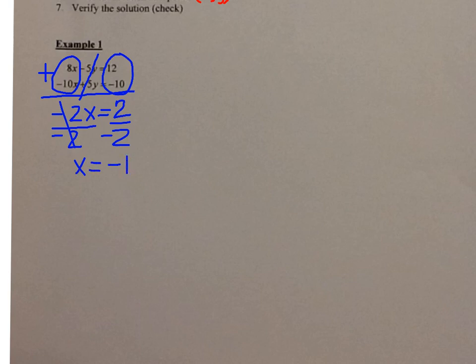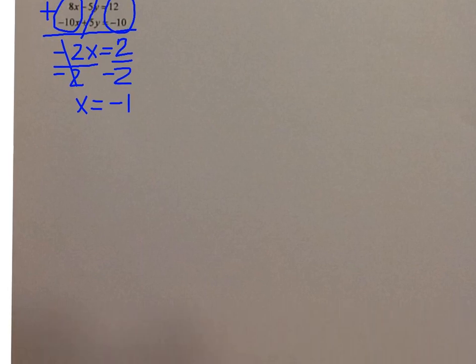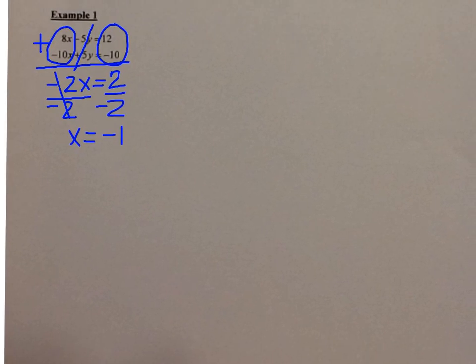All right, now that I have x, I have to find the y value. So I'm going to put down here, find y. All right, you could take the first equation or the second equation. It doesn't matter which one you use. I'm going to use the first one. 8x minus 5y equals 12.